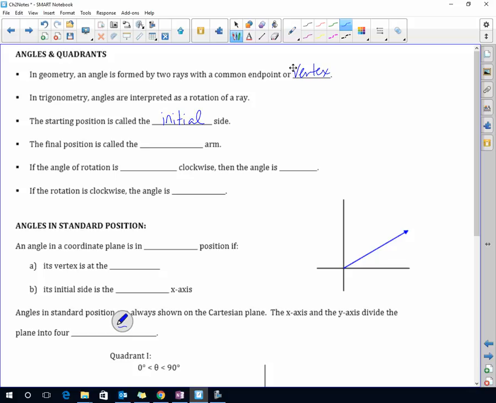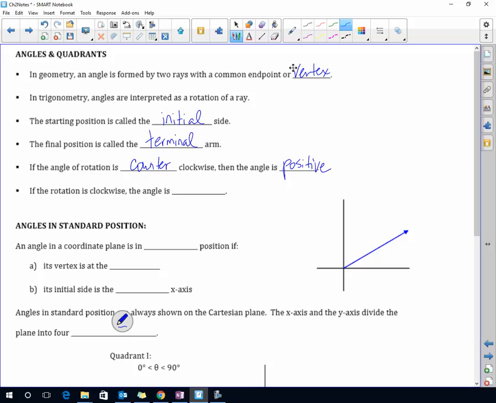And if the angle of rotation is counterclockwise, then the angle is positive. It's a positive rotation. If the rotation is clockwise, the angle is considered a negative rotation. So I'll give you a visual of what I'm saying here.